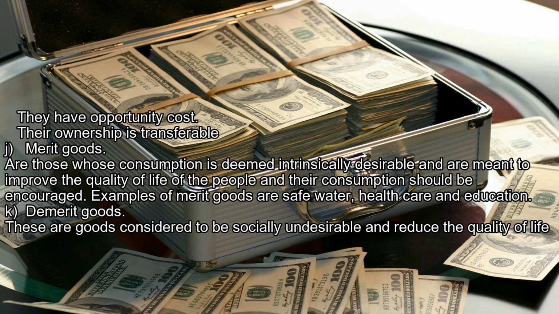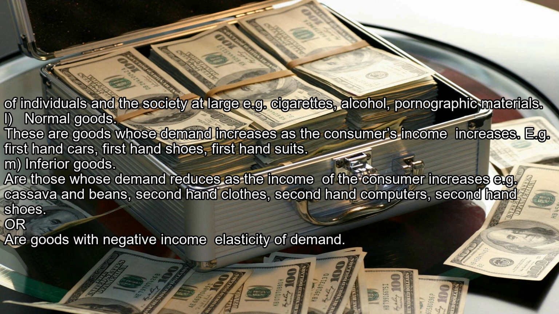Merit goods are those whose consumption is deemed intrinsically desirable and are meant to improve the quality of life of the people, and their consumption should be encouraged. Examples of merit goods are safe water, healthcare, and education. Demerit goods. These are goods considered to be socially undesirable and reduce the quality of life of individuals in the society at large, e.g. cigarettes, alcohol, pornographic materials.